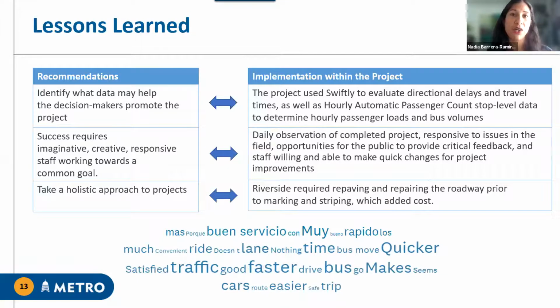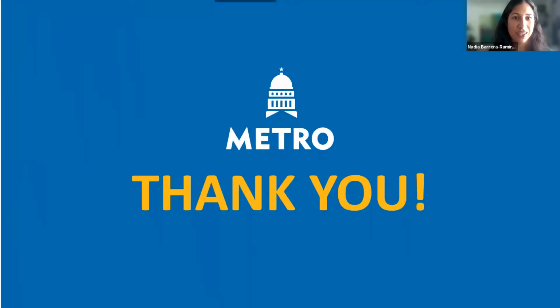And then finally, the holistic approach, where we looked at the entire corridor, looked at bus stop spacing, and we did do some resurfacing of the roadway to improve those conditions as well, I think was important for the project. And at the bottom, you can see a word cloud just taken from that intercept survey. So overall, I think it's a success, and happy to chat with you guys over any questions that you have.